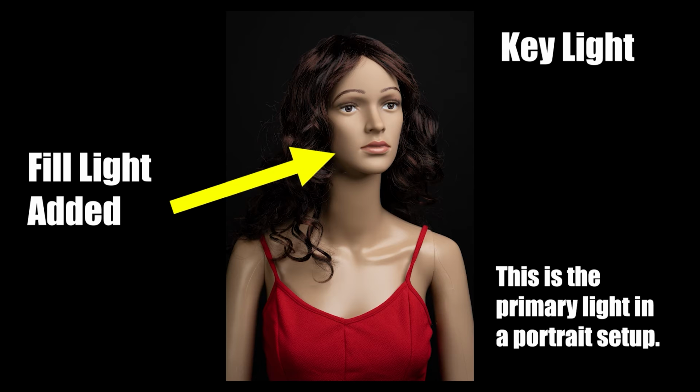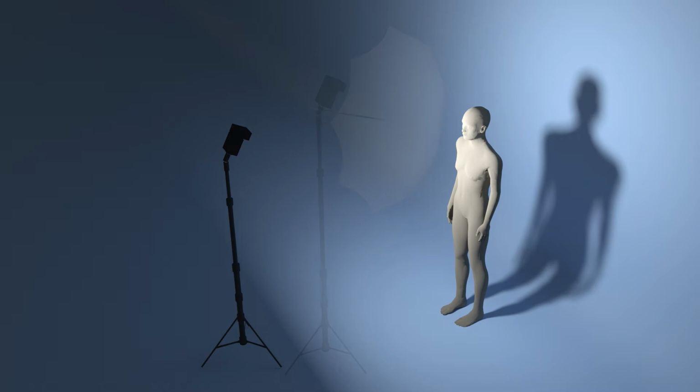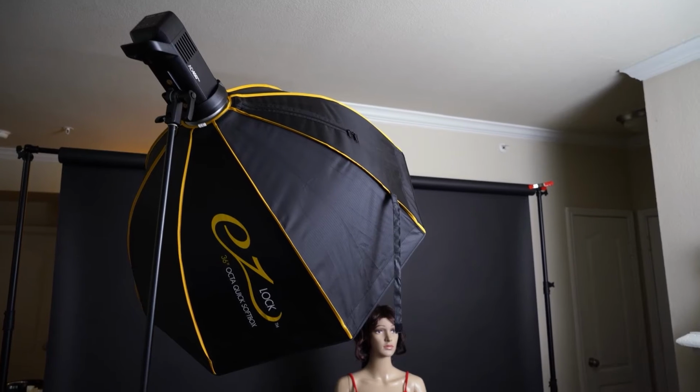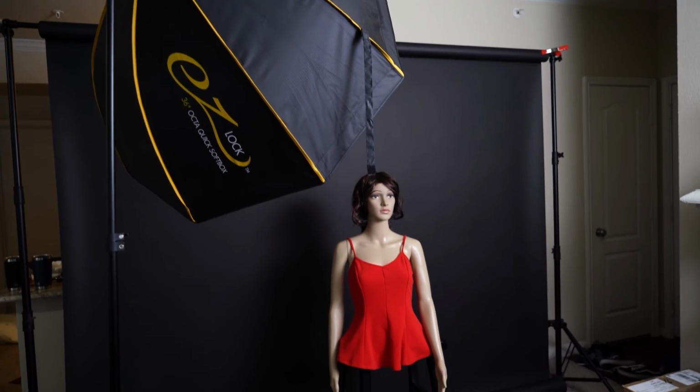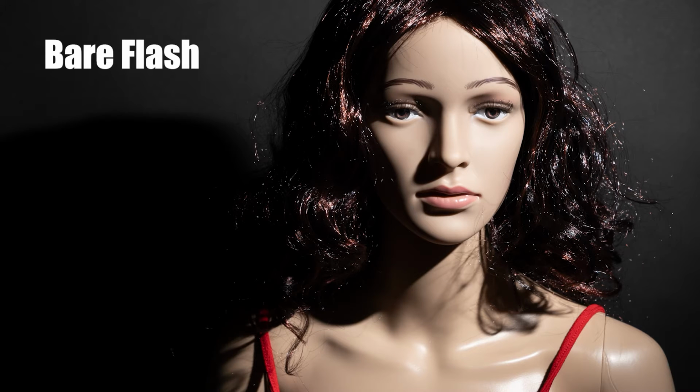By doing this, we reduce the contrast on the subject, and this can help soften the look of the light and shadows. You might be familiar with the idea that the larger your light source, the softer the light. And that's why a big softbox up close to your subject can produce a really nice, gentle transition from light to shadow, which results in a softer look than, say, a bare flash.